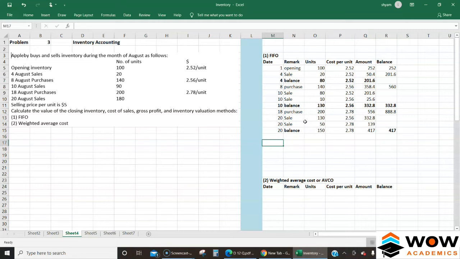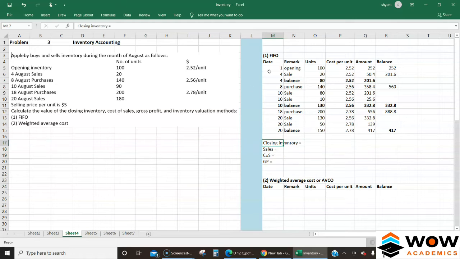So we'll try to find out all the values here. As per what they wanted: closing inventory, cost of sale, gross profit. Okay, those were the three numbers they want. To get gross profit we need to know sales. Unless we know that, we can't do gross profit. If we know the sales amount and reduce the cost of sales, we'll get the gross profit.